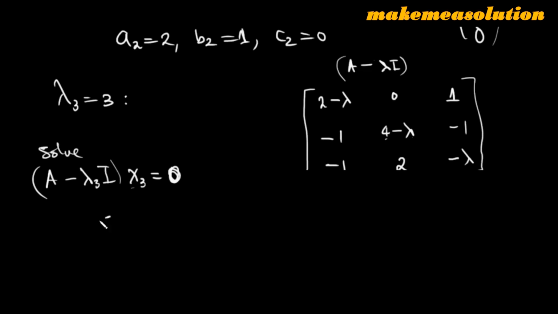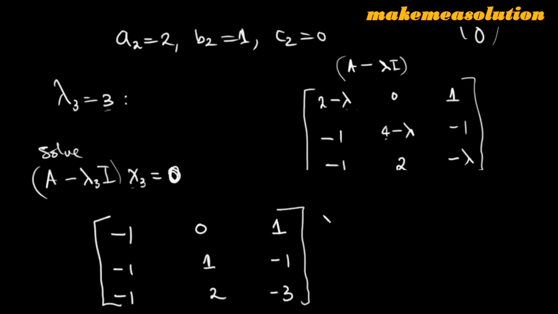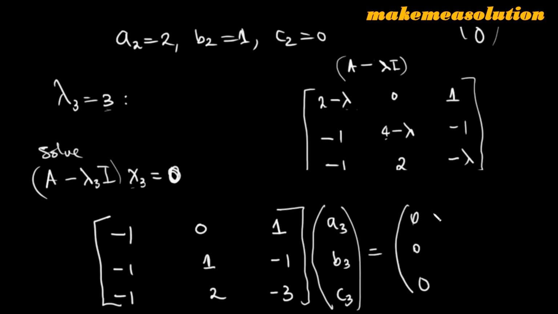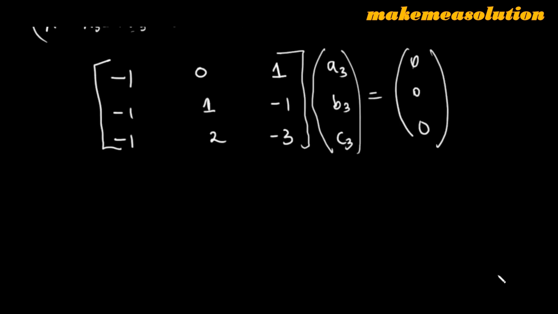So this will now yield this. For a minus lambda 3, anywhere you see lambda, you subtract it, you put 3. So 2 minus 3 is minus 1, and you now have 0, you now have 1, then you now have minus 1. 4 minus 3 is 1, and you now have minus 1, then you now have minus 2. Sorry, this is a minus 1, and you now have 2, and minus lambda is going to be minus 3 since we are dealing with when lambda is 3. So our x3 can be a3, b3, and c3 in this case, and this equals 0, 0, 0.